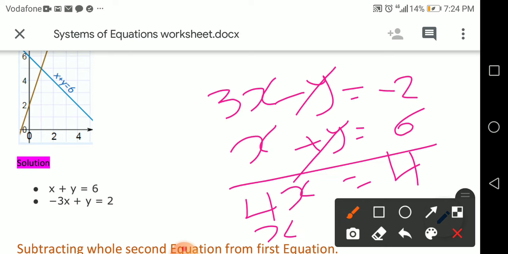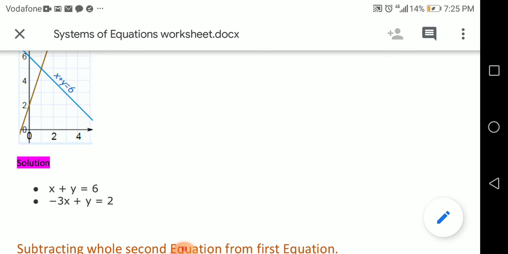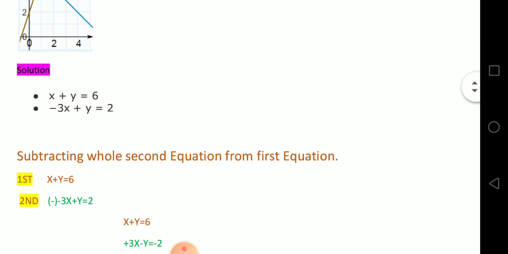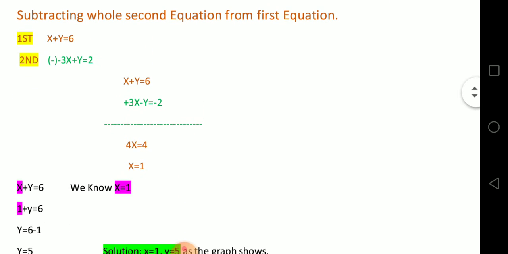So how can I get x here, guys? x equals what? Divide by 4, the coefficient of x. So x will be equal to 1. And I know that x from the graph is equal to 1, right? Okay, let's solve for y. I have now x equals 1, and these are the steps here.